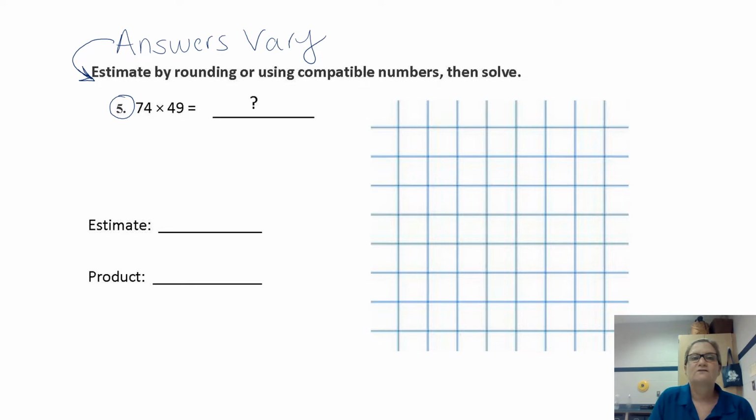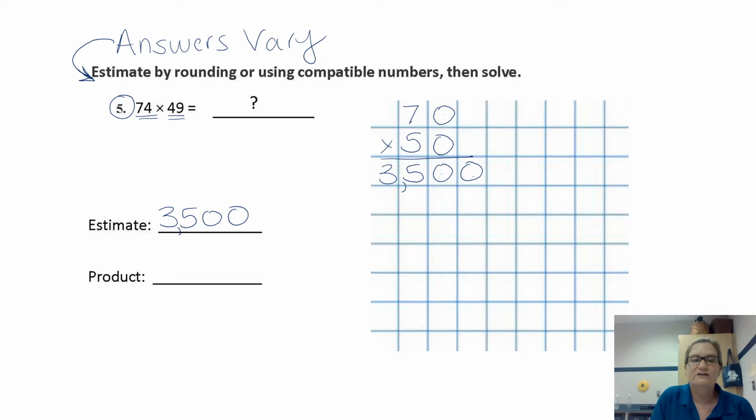All right. So you could use compatible numbers or you could round. I think I am going to round. I'm going to do 70 times 50, and that will give me 35 with 2 zeros. So that would end up being 3,500. Here are my 2 zeros. I'm going to put them down here and do 5 times 7. So 35 with 2 zeros gives me 3,500.